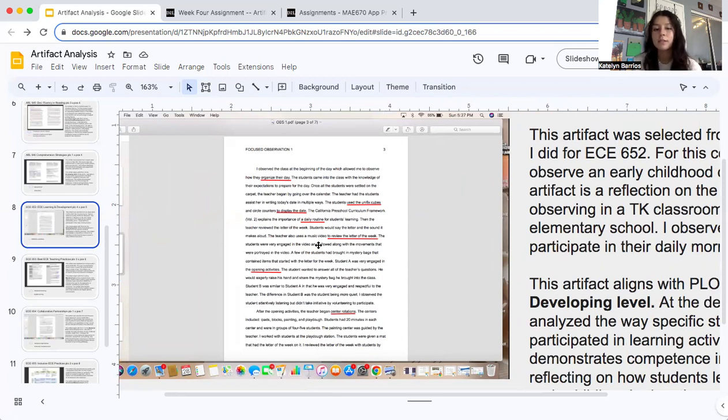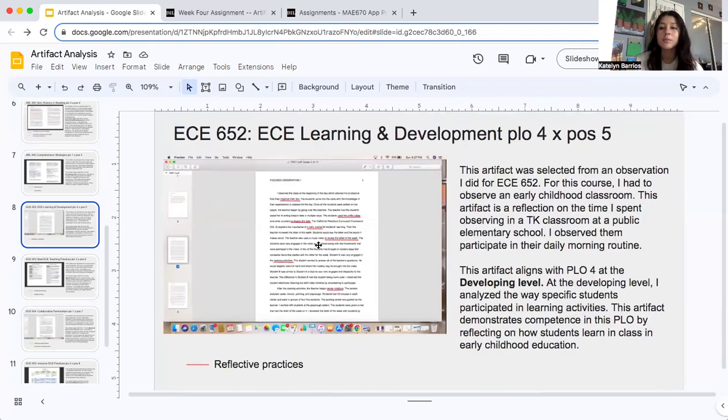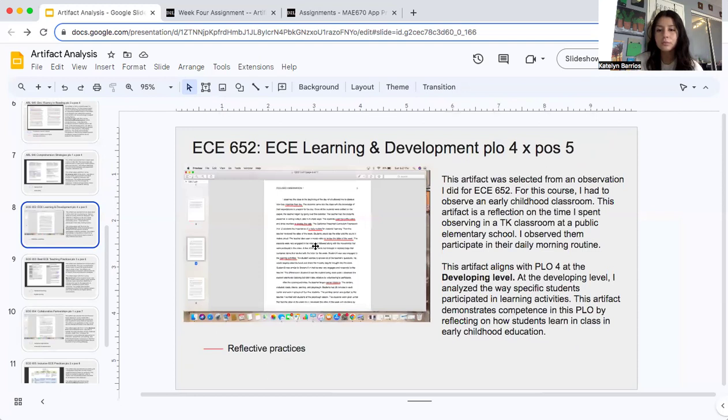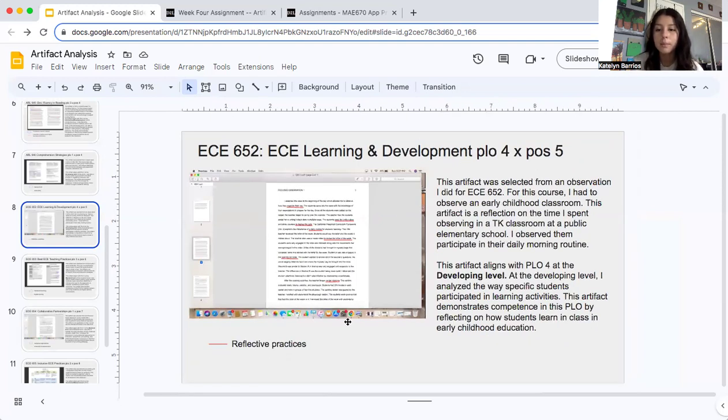Underlined in red, I have my reflective practices. So how they organize their day, their daily routines, how they learn, their centers that they do. So this artifact aligns with PLO 4 at the developing level because I was able to analyze the way specific students participated in learning activities.